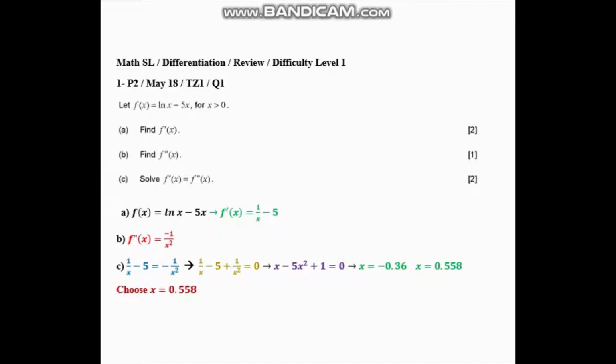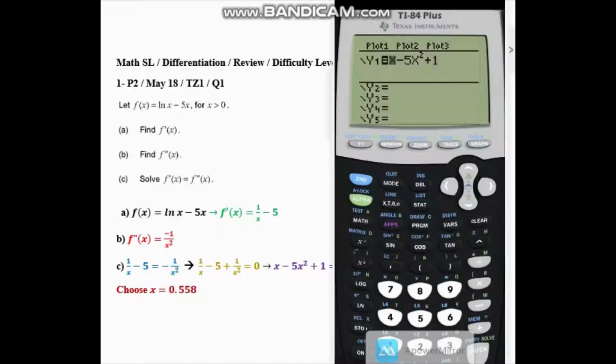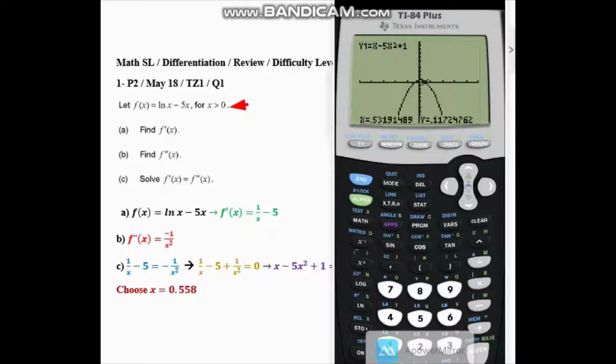Let's check how to do this using the GDC. So I've written down my equation on the GDC. Next I shall click on trace, and the GDC tells me that I have 2 zeros, 2 x-intercepts, right there and right there. Of course, you should know from the domain of the function that x is only greater than 0, so you should not even worry about the left x-intercept. You should not worry about this one. Your answer is the right x-intercept.